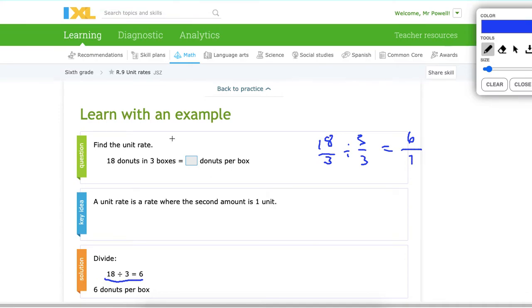Now you've got to be careful, because some of them won't always be like this. The key is to make sure it's the second amount in the one they're asking you to find. In this case, it's the second amount in the boxes, so that's the one you're dividing by. We often talk about donuts per box, so it's donuts divided by boxes. So you have 18 divided by 3. These don't have to be in the same order. This is the one that matters, whereas this one is the one you're dividing by. So it's donuts divided by boxes, so it's 6 donuts per box. That's what you would put in here.